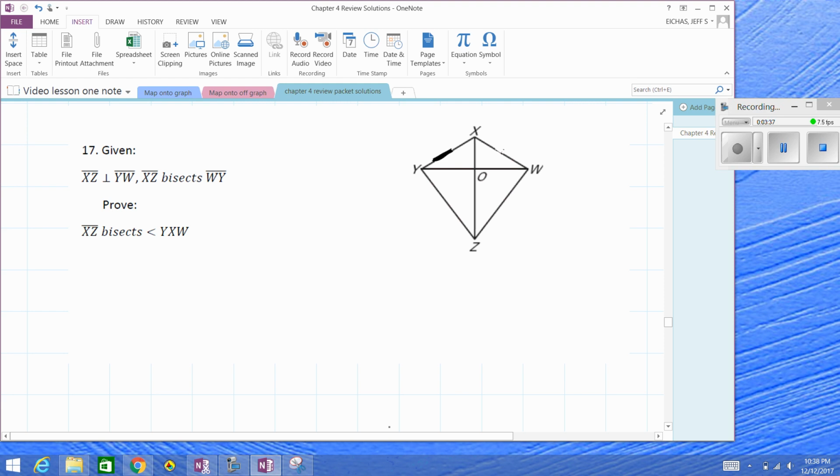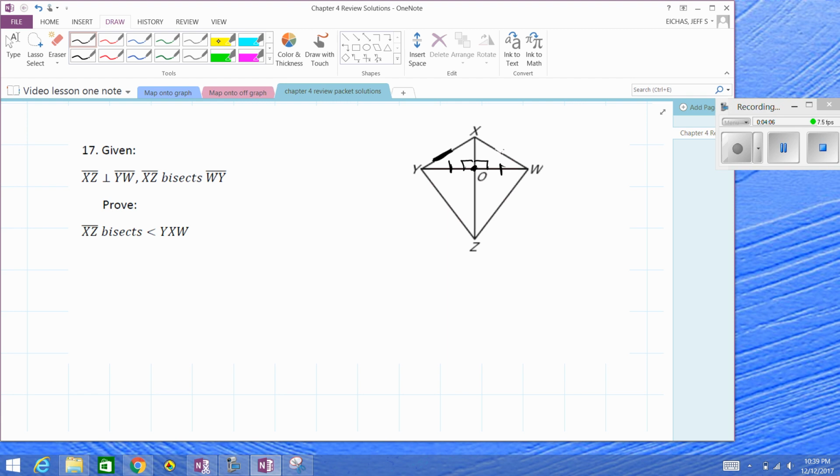All right, so this looks like one we've already covered, but it is different as far as the givens go. When they say XZ is perpendicular to YW, what you end up getting is a couple right angles there. XZ bisects the side WY. Okay, now we're going to get two congruent sides there. Okay, we're going to have to prove XZ bisects angle YXW. All right, that's our goal.